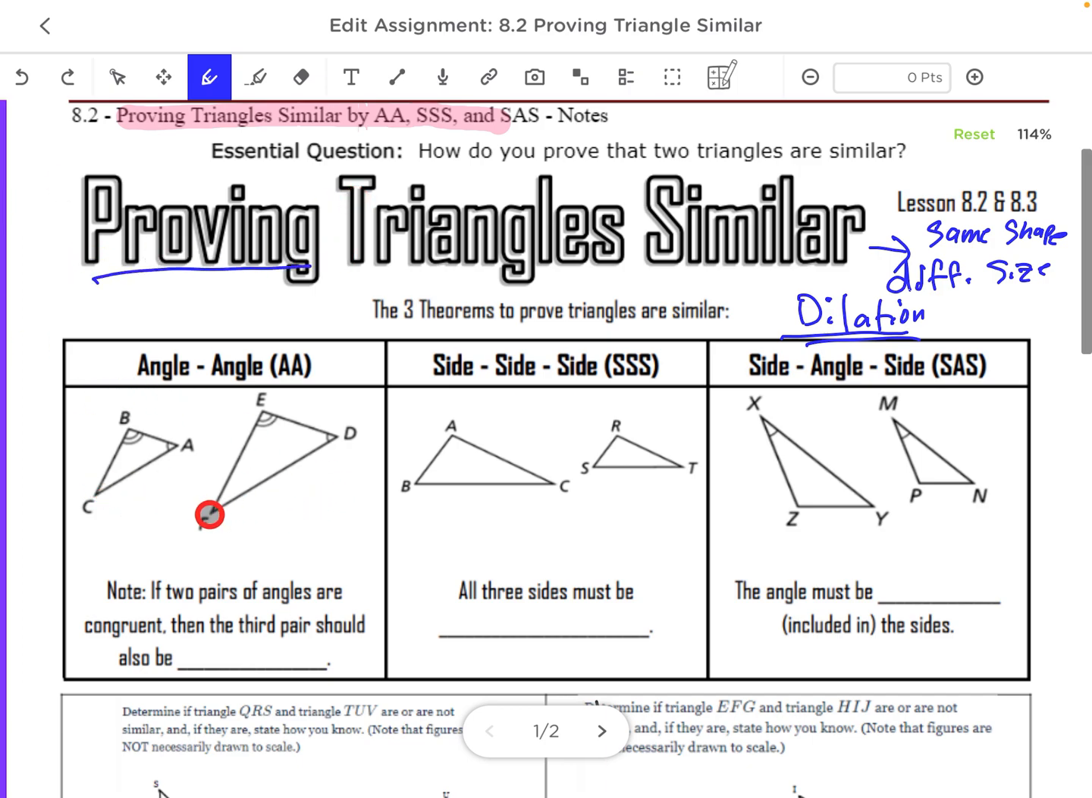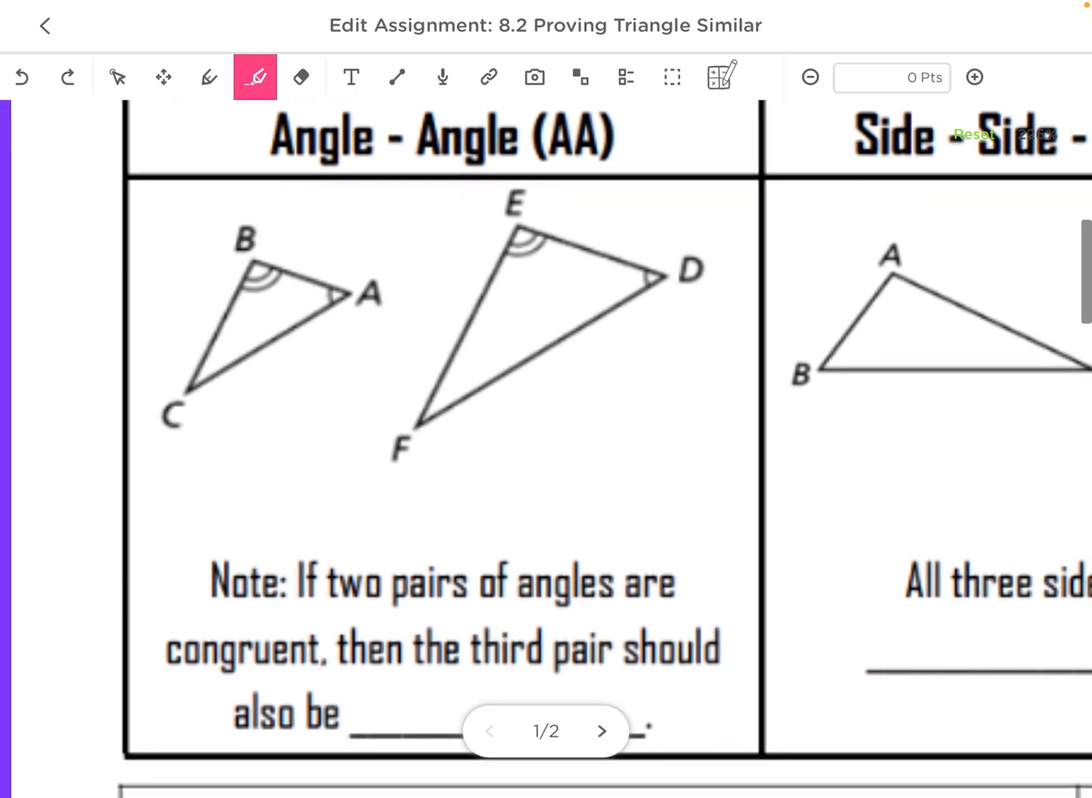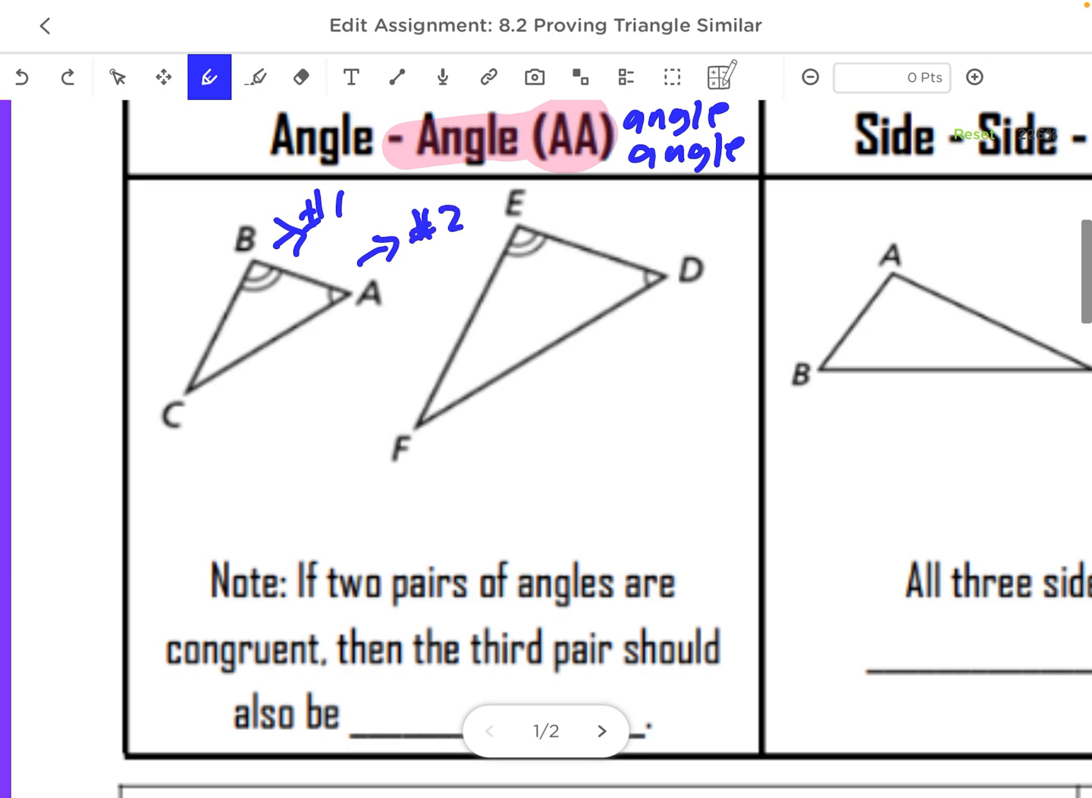So these may look similar, but how can we prove it? We're going to have three theorems that we can use to prove that these are similar. The first one is going to be AA, which stands for angle, angle. If two pairs of angles are congruent, so if we look at these two, this one and this one are congruent, right? Then this one and this one are congruent. That's the first set, number one. That's number two. If we know that both of these are congruent, this one has to be congruent with that one.